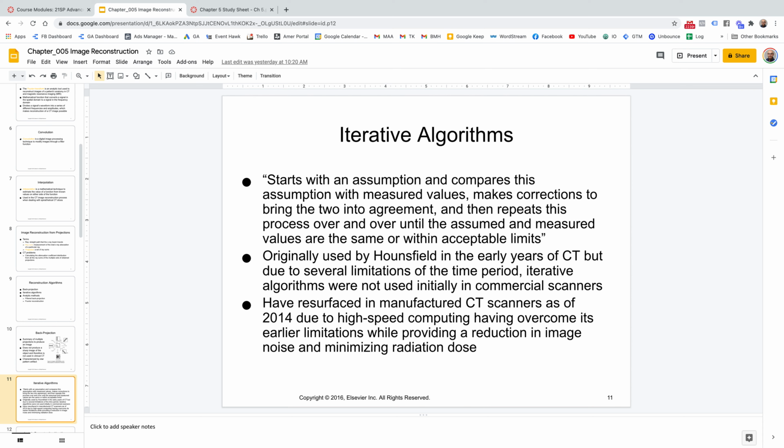It's also not really used in CT because there's several limitations, so it's not used in commercial scanners. Originally, maybe used now, but you just need to know this paragraph about iterative algorithms.